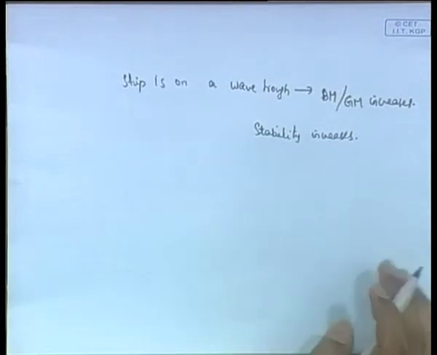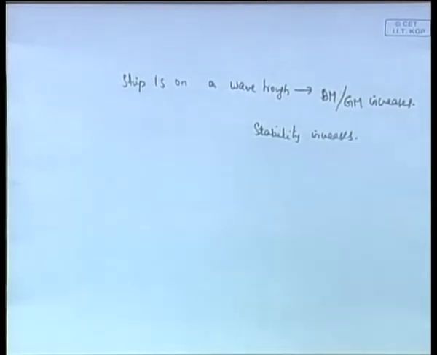So, what we see, remember, if the ship is on a trough, the stability of the ship increases. When you compare it with the ship's stability in still water, the stability of the ship is more in the case when the ship is floating on a trough. Let us consider the other case, the ship is now floating on a crest.